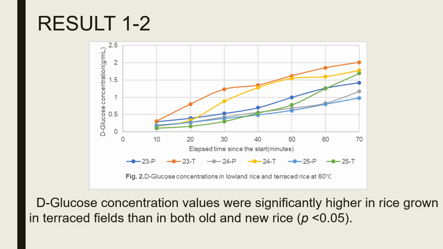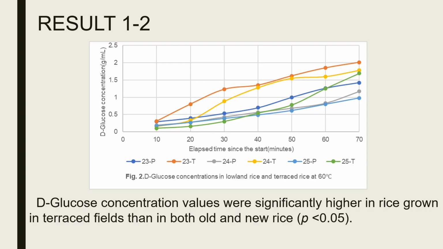Flatland and terrace rice from the 2023, 2024, and 2025 harvests were soaked at 60 degrees Celsius for 70 minutes. Samples of the soaking solution were collected every 10 minutes, for a total of 7 time points per trial, and each measurement was repeated 3 times. The mean D-glucose concentrations obtained are shown in Fig. 2. Under both 40 degrees Celsius and 60 degrees Celsius conditions, D-glucose concentrations increased with reaction time. At 70 minutes, D-glucose concentrations at 60 degrees Celsius were higher in all samples than those at 40 degrees Celsius.